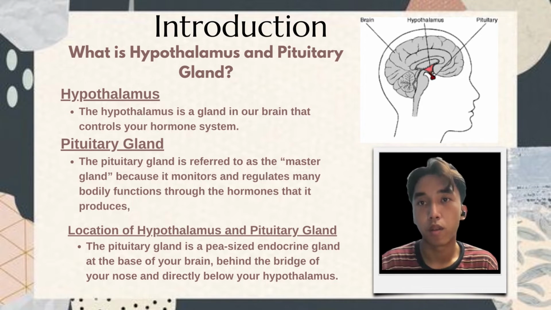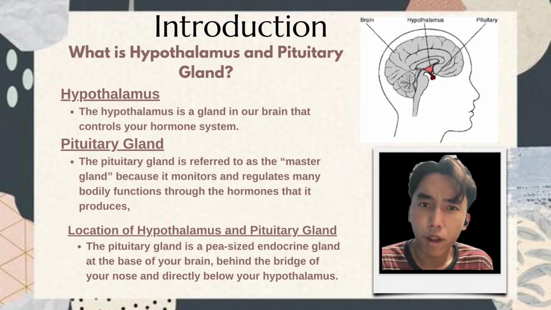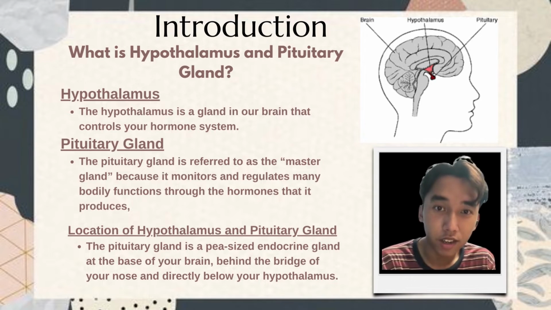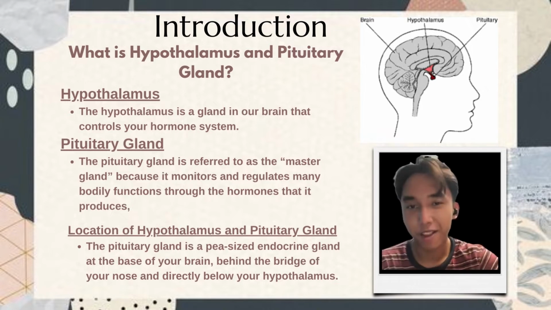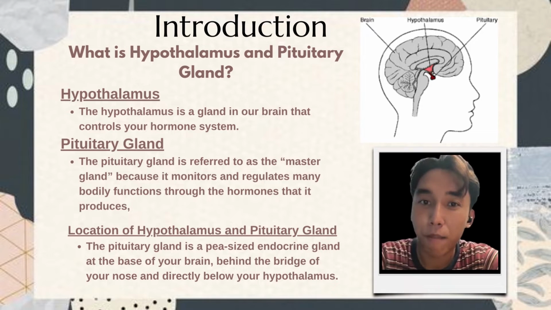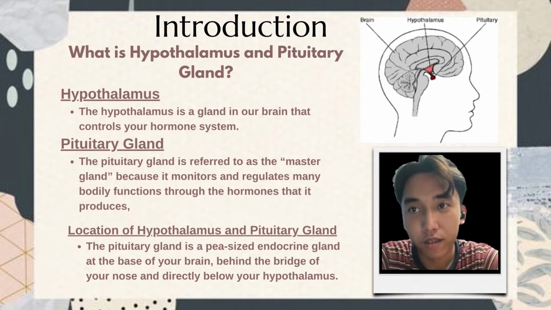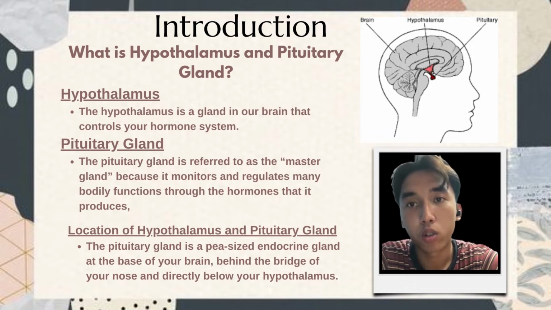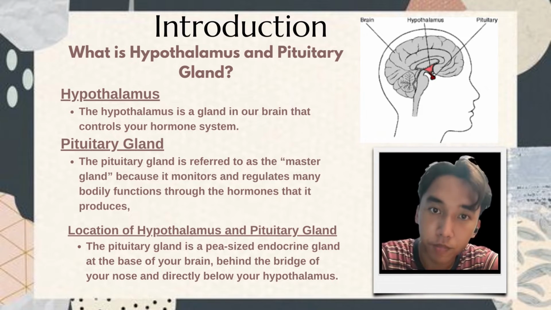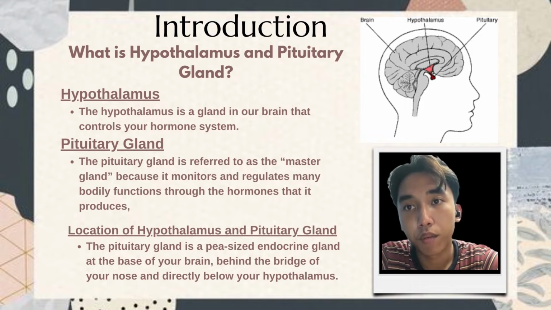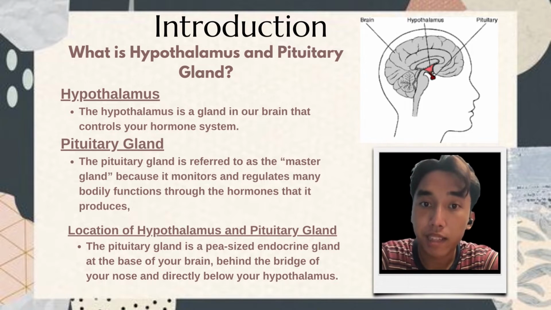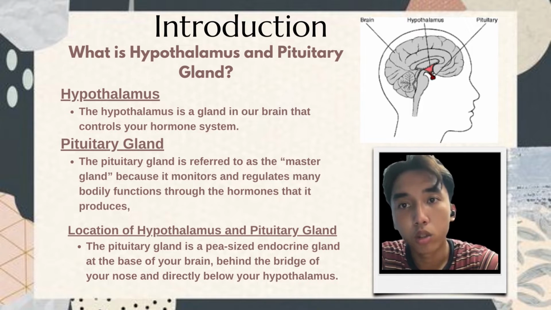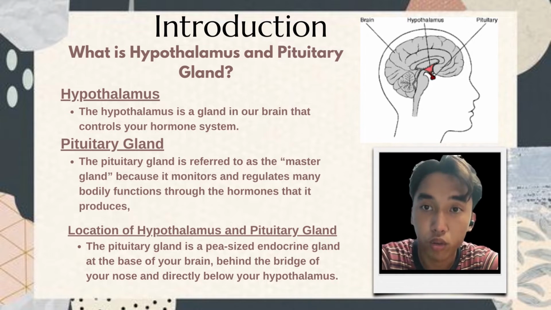So, first of all, do you still remember what the hypothalamus and pituitary gland are? It's okay, I will help you recap a bit. The hypothalamus is a gland in our brain that controls our hormone system, while the pituitary gland is referred to as the master gland because it monitors and regulates many bodily functions through the hormones that it produces.